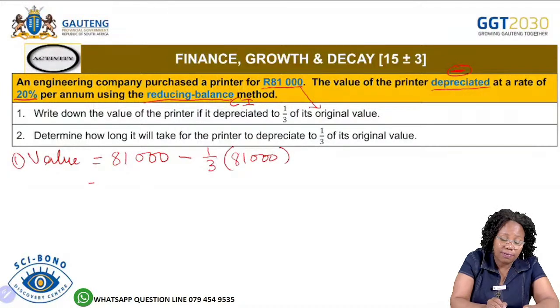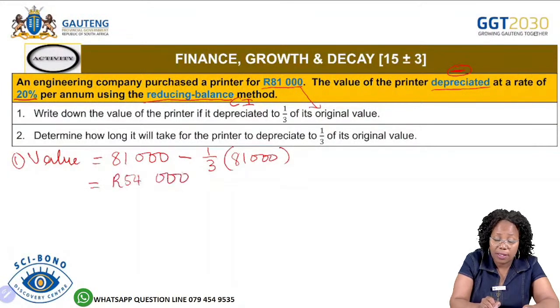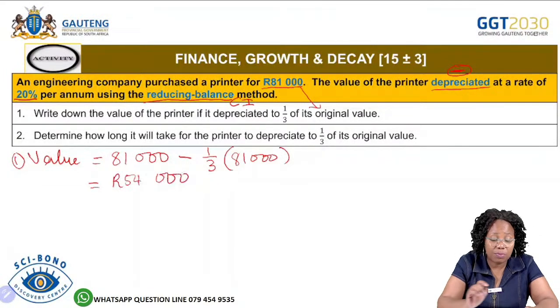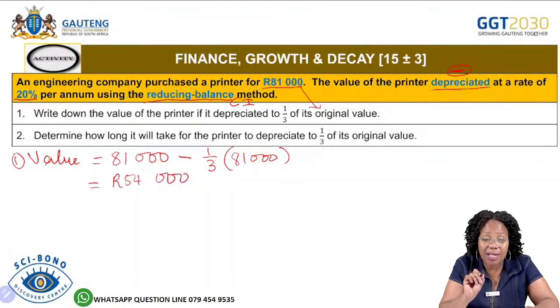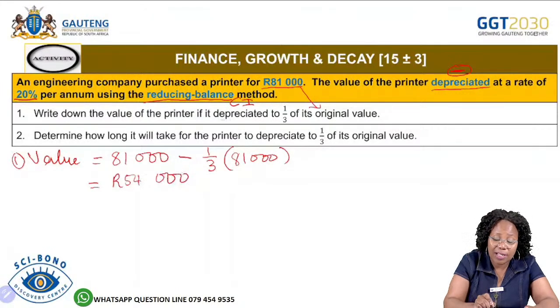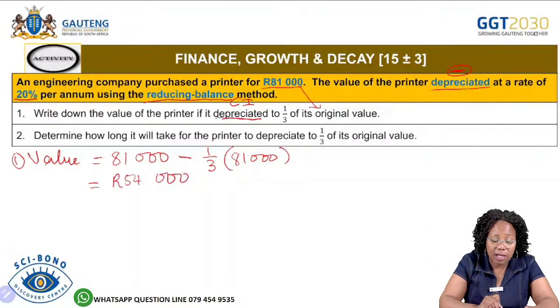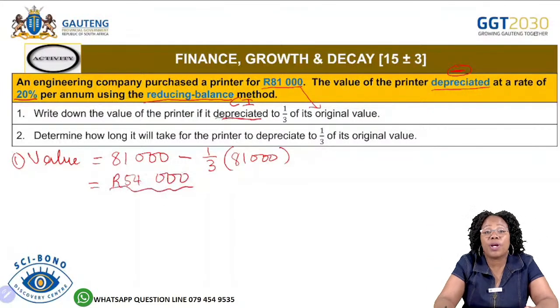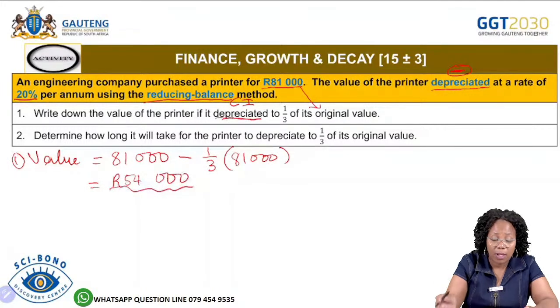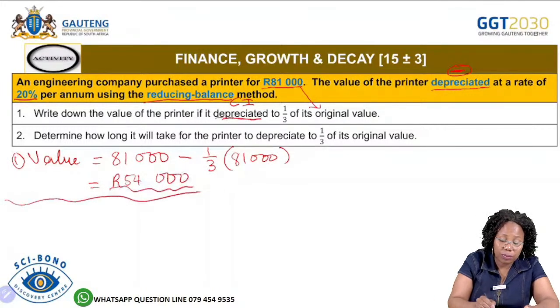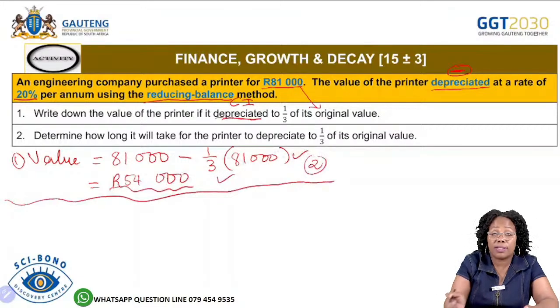And then this is giving us how much now? The 54,000. That means this printer, initially the value was 81,000, because now it has depreciated, the value has gone down, and this is now the new price of the printer. And then question number 2. So this one is worth only 2 marks for the method and for the answer.